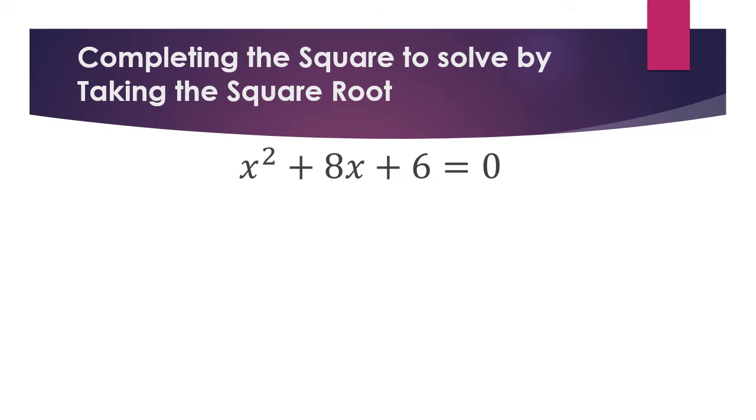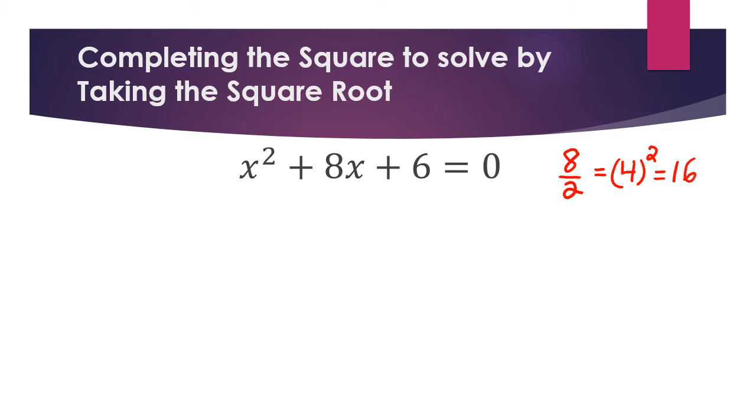Now, let's take a look at this quadratic where we have x squared plus 8x plus 6 equals 0. To be able to solve by taking the square root, I need to complete the square and have a perfect square first. This is a trinomial with a leading coefficient of 1, which means it's easier to deal with. All I need to do to complete the square is divide the middle number of the trinomial, which is 8, by 2 to get a 4, and square that answer, which is 16.